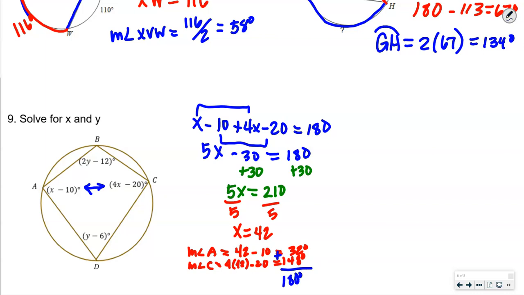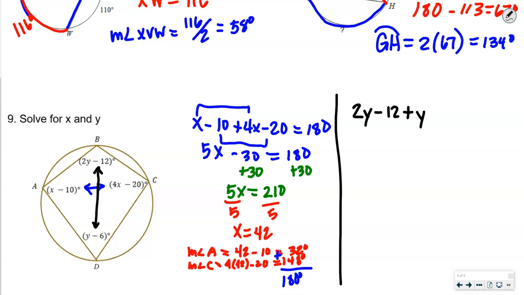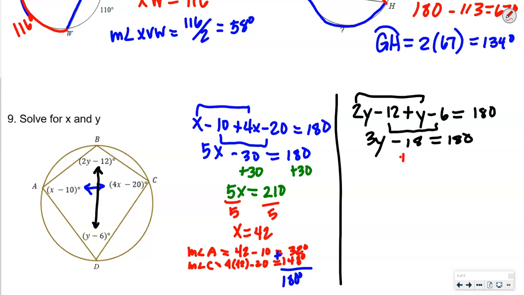All right, so now we're going to solve for our y's. Again, opposite angles are supplementary, so we're going to go 2y minus 12 plus y minus 6 is equal to 180. Again, looking at our like terms, we get a 3y there. We get a negative 18 there, equals 180. I'm going to add 18 to both sides. So 3y is equal to 198. Divide both sides by 3. So y is equal to 66.